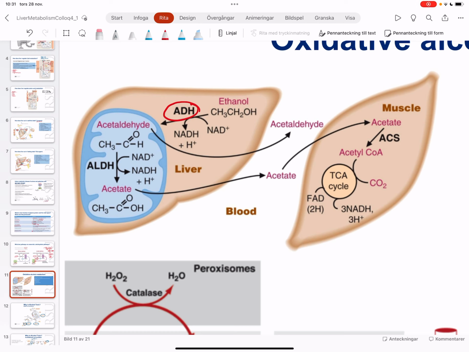Therefore, we will convert acetaldehyde to acetate. And as we do that, we will produce NADH. Now, the acetate that we have formed can diffuse out and go to the muscles, for example. And then from acetate, we can form acetyl coenzyme A, and that can go through the citric acid cycle, and we can get energy.